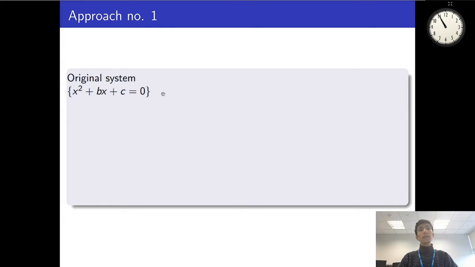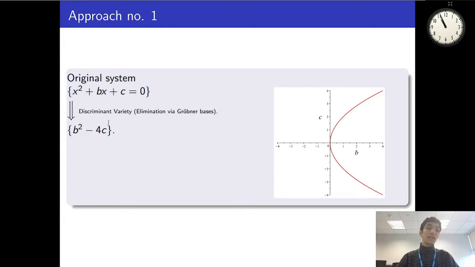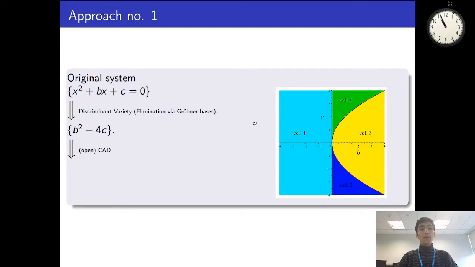So in this algorithm, the first step is to compute the discriminant variety using elimination theory via Gröbner basis. What it does is it gives you a new set of polynomials free of the variables, only involving the parameters. Here in this case only one polynomial, b squared minus 4c, whose solution set is plotted here. It's a curve like this. Then it decomposes, we use OpenCAD, it decomposes the parameter space with respect to this curve into finitely many connected open sets, here in this case 4 cells.